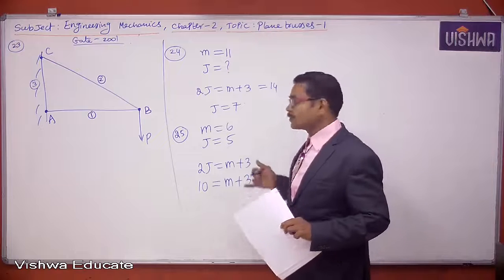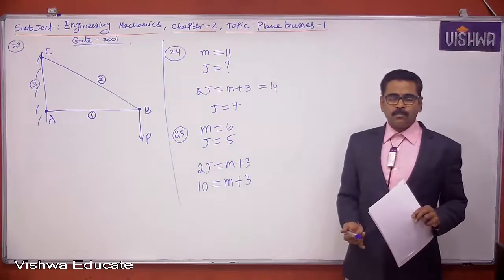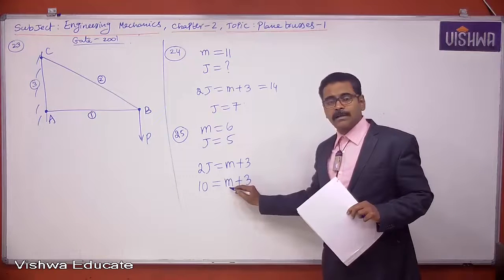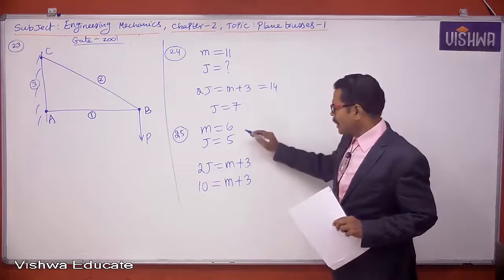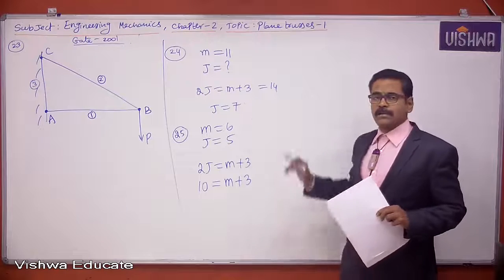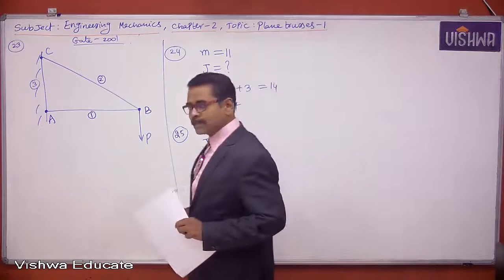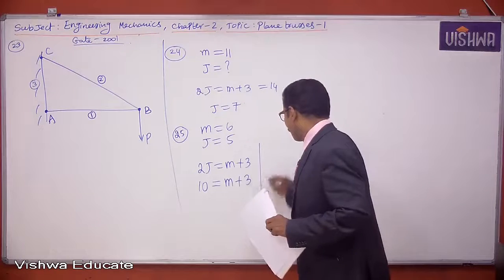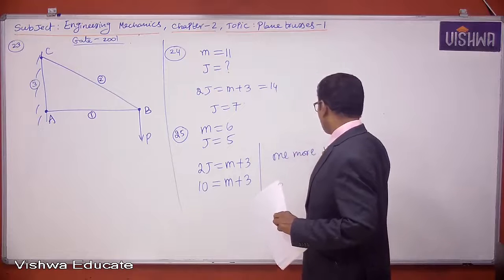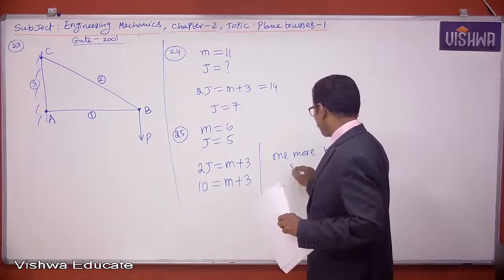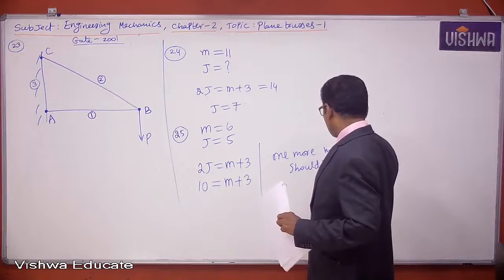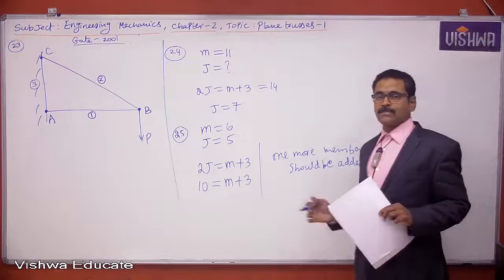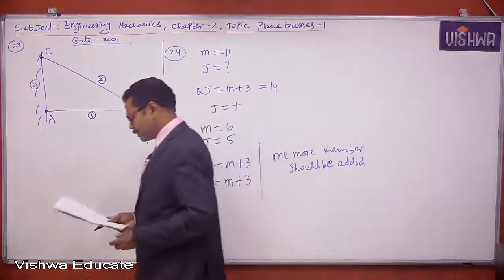How many more members do I have to add to make this truss a perfect truss? Already 6 are there, but I require 7 here. So one more member I have to add. By adding one more member to this collapsible truss, I can make it a perfect or rigid truss. The answer is one more member should be added. The answer is 1.